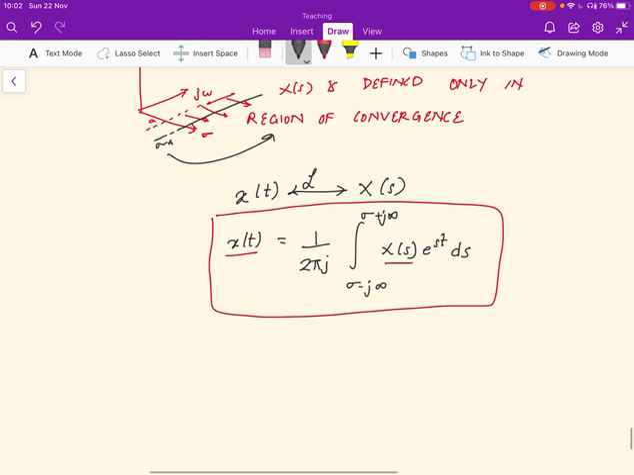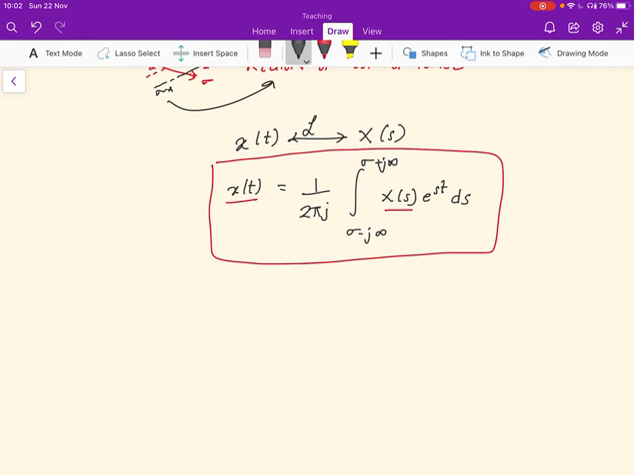Now, this is a fairly complex thing, and in fact, in practice, we never compute the Laplace transform using the inverse method. Instead, we use the properties of the Laplace transform, in particular, duality, that we will come to in a few modules from now to compute the Laplace transform.